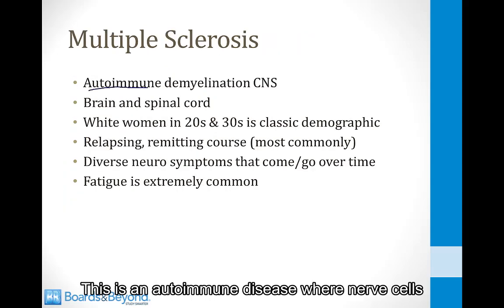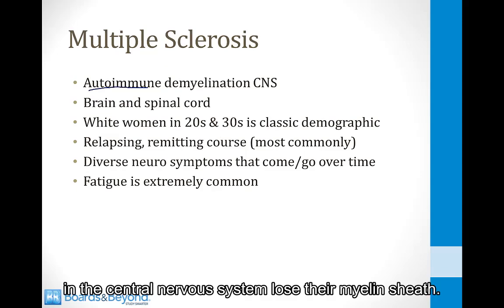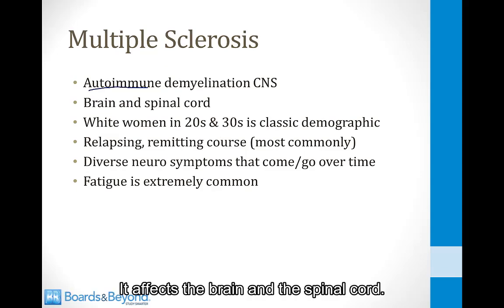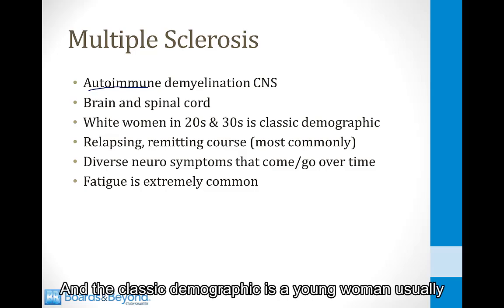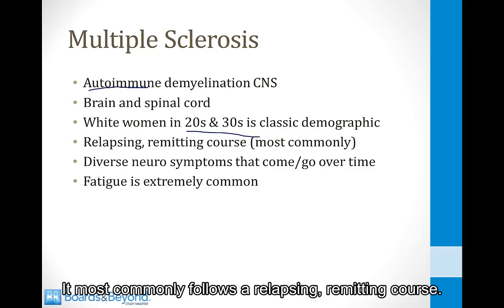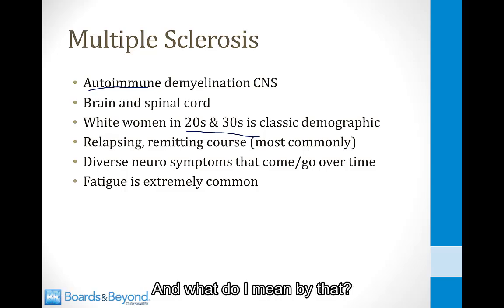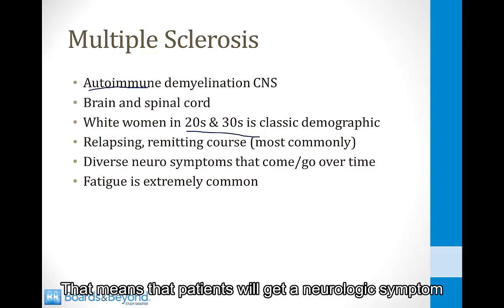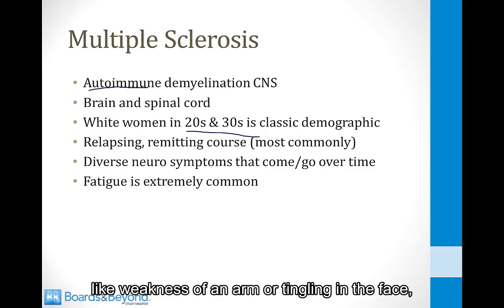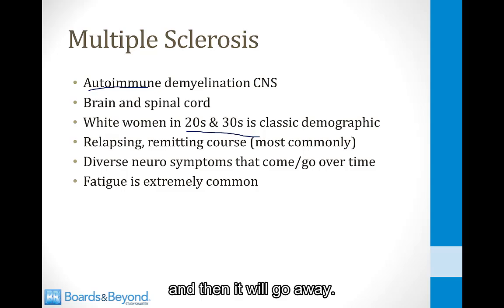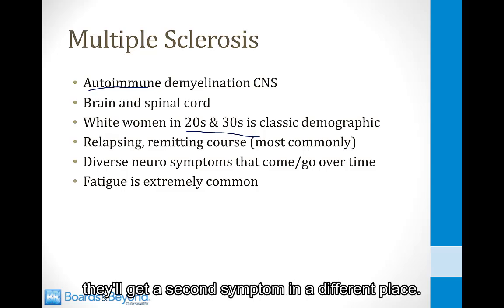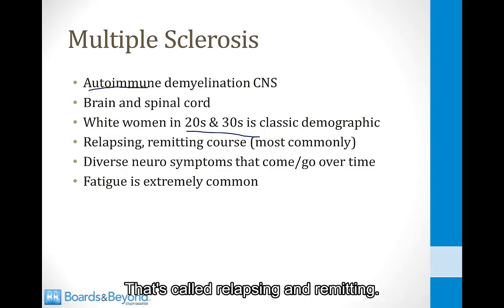This is an autoimmune disease where nerve cells in the central nervous system lose their myelin sheath. It affects the brain and the spinal cord, and the classic demographic is a young woman, usually in her 20s or 30s. It most commonly follows a relapsing remitting course, and what do I mean by that? That means that patients will get a neurologic symptom like weakness of an arm or tingling in the face, and then it will go away. And then a few weeks later they'll get a second symptom in a different place. That's called relapsing and remitting.